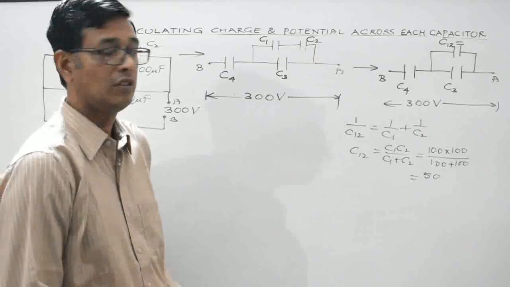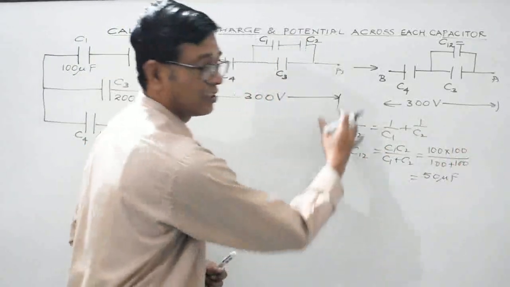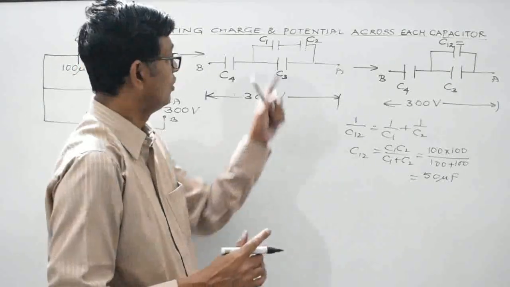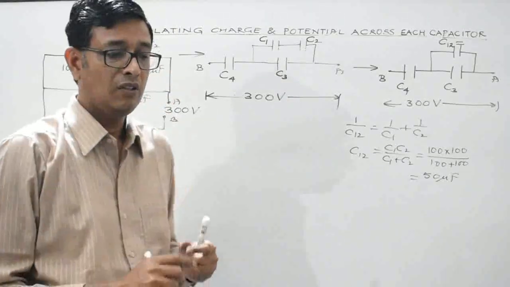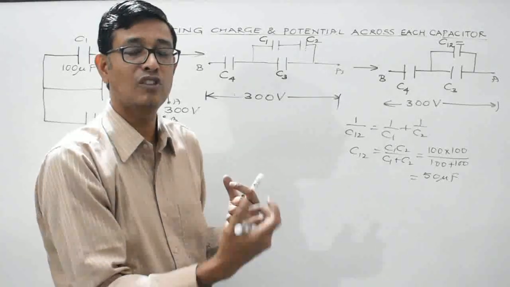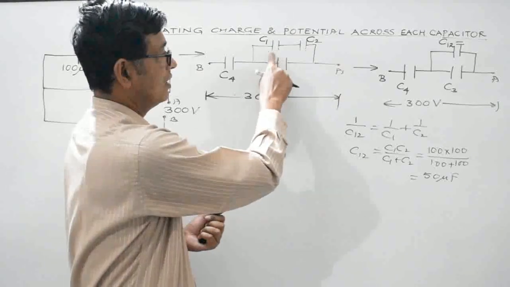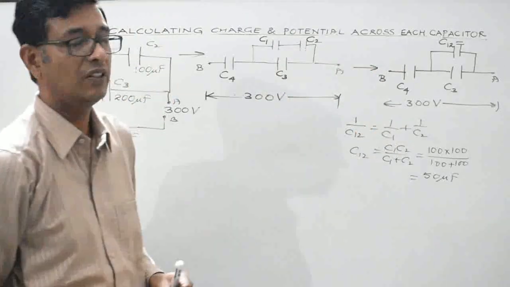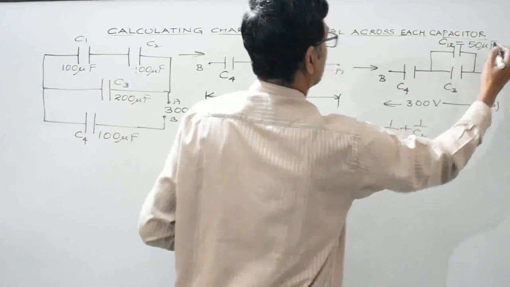Isn't it? So 50 microfarad. Students, you need not do these calculations; you need to do it in your mind, right? Listen to me, that's an important result. When two capacitors are connected in series and have the same value, the result is half of the given value of capacitance. 100, 100, the series combination will be 50. That is what we are going to do over here, right? So it is 50 microfarad.